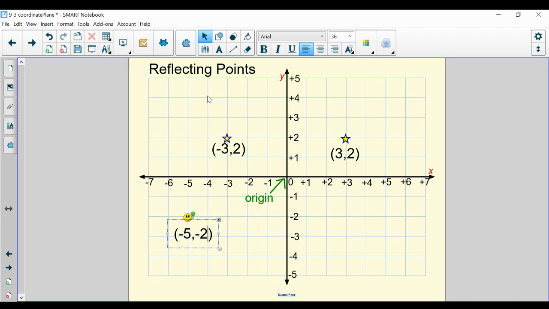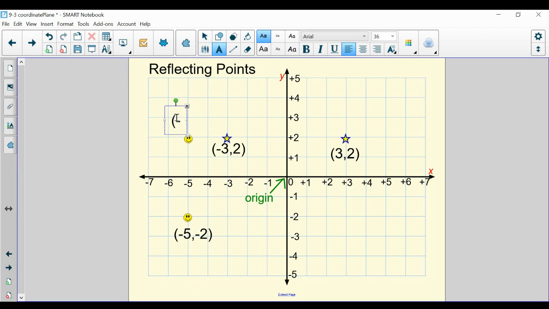Sorry, my fault. So now if I want to reflect it now that I have it in the correct spot, I would go from negative 5, negative 2, and cross over and would go up to a positive 2. So the ordered pair on this one would be negative 5, comma, positive 2. Again, because I reflected over the x-axis, my x stayed the same and my y became its opposite.